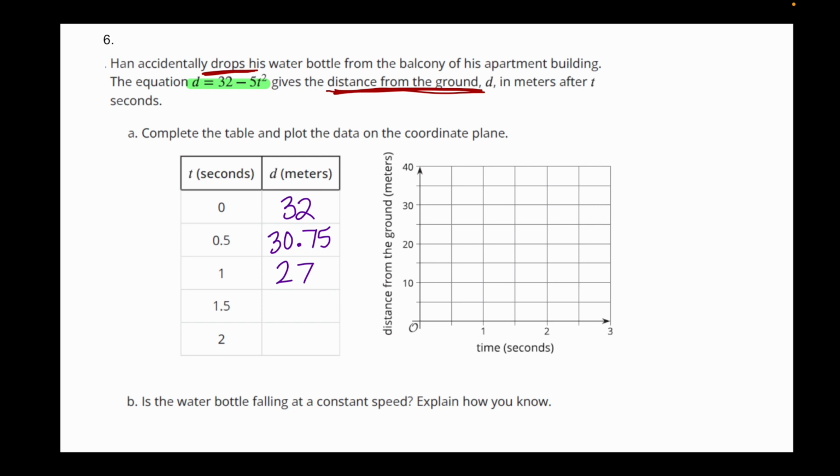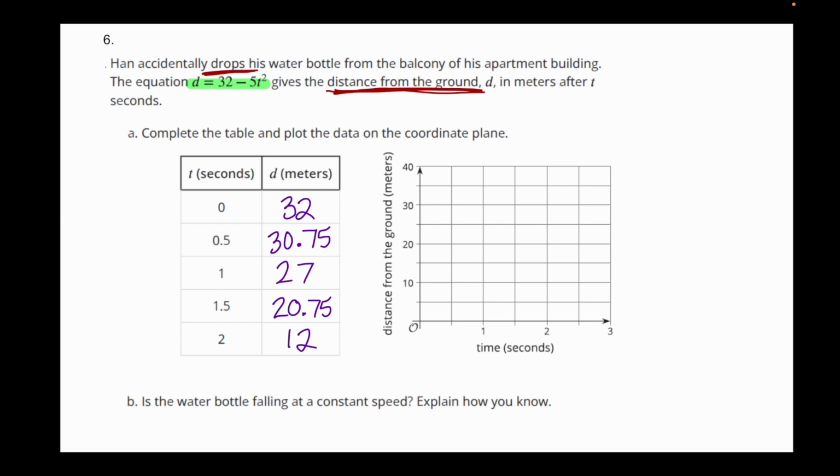So when we plug in 1.5, we'll have 32 minus 5 times 1.5 squared, and this is going to give us 20.75. And then plugging in 2, 2 squared is 4. And I can do this one in my head, so I'll show you what I'm thinking. 2 squared is 4, so we're going to have 32 minus 5 times 4. 5 times 4 is 20, so 32 minus 20 is going to give me 12. So 12.